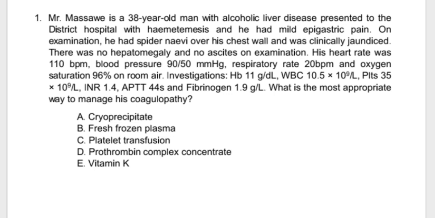His heart rate was 110 beats per minute, blood pressure 90 over 50 millimeters of mercury, respiratory rate 20 breaths per minute, and oxygen saturation of 96%. That's normal on room air. Investigations: Hb 11 grams per deciliter, white blood cells 10.5, platelets critically low, international normalized ratio of 1.4, activated partial thromboplastin time 44 seconds, and fibrinogen 1.9. What is the most appropriate way to manage his coagulopathy?